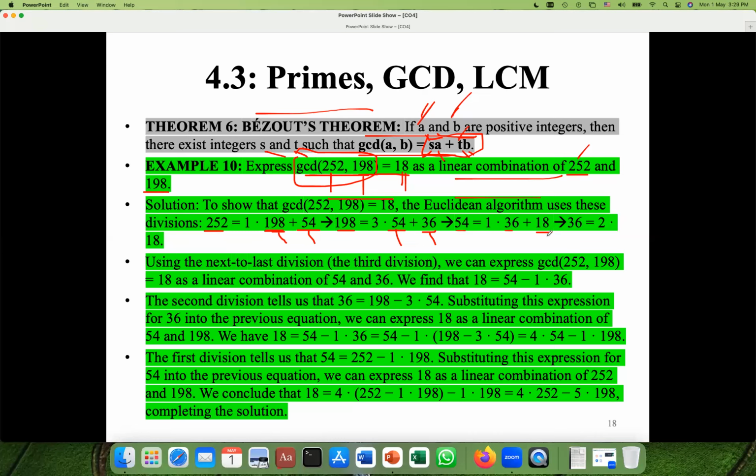What is the next step? For the next step, this is my X, this is my Y. So I have to divide 36 with 18. So 36 is equal to 18 multiplied by 2, and my remainder is 0. That is the last step. For the last step, this is my X, this is my Y, and Y is equal to 0. The Euclidean algorithm will come out.